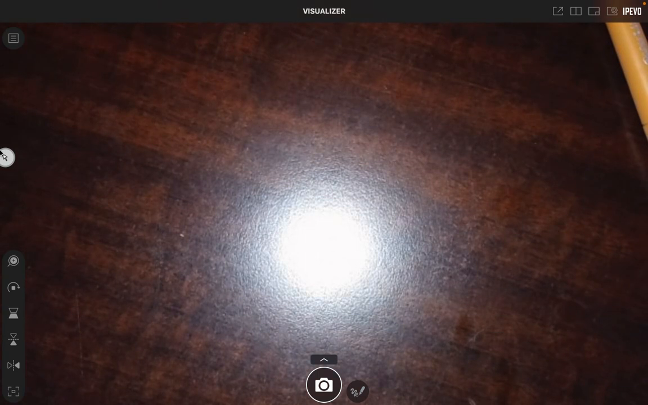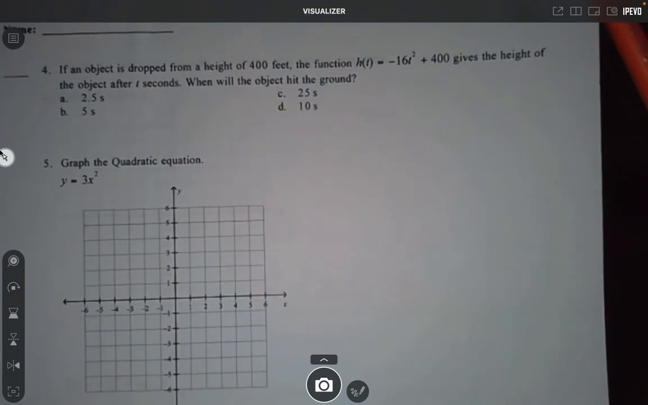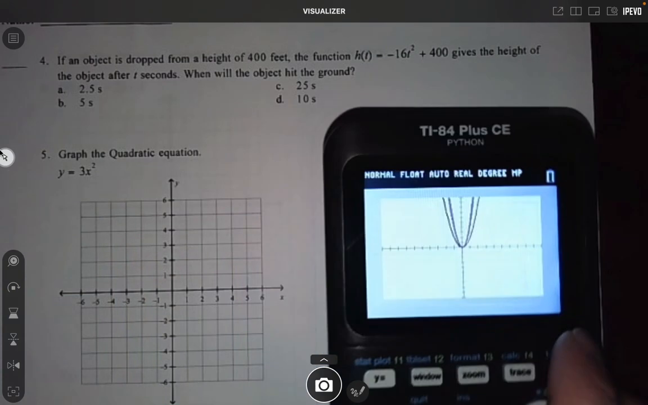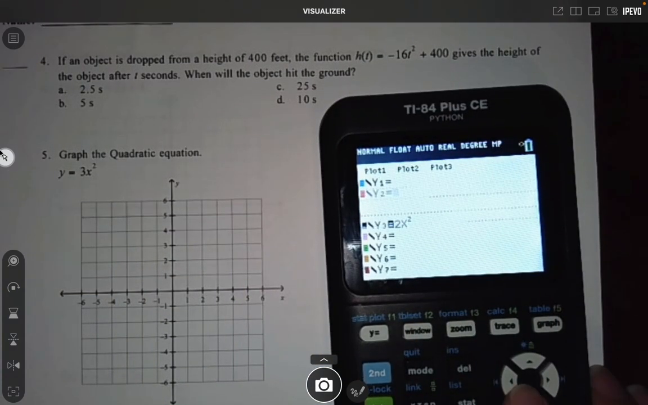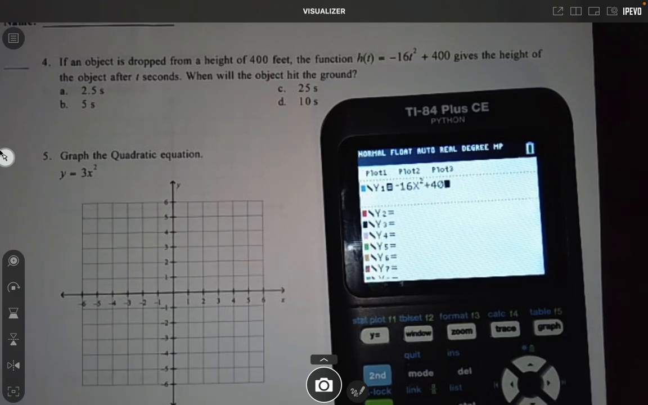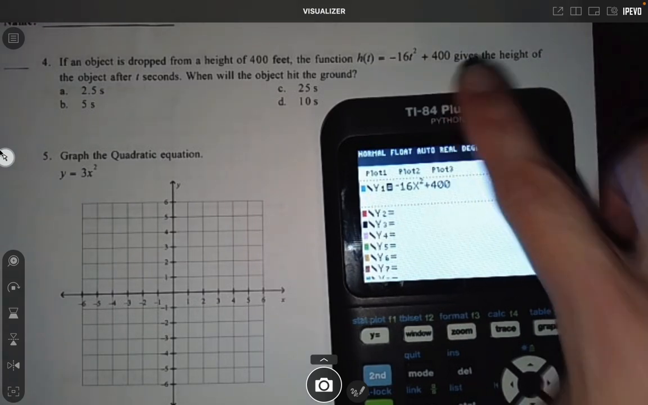How many are there? 20? Okay, so we're hoping. I'd like to do 10 if we can, and then do the others tomorrow. All right, this one we have an object is dropped from 400 feet, and it wants us to know when will it hit the ground. So if I graph it, that's the best thing to do. Let me clear all this out. It's going to be -16x squared plus 400. Now, where does that 400 move us up to? We just did a problem like that. It's all the way up really high at 400.